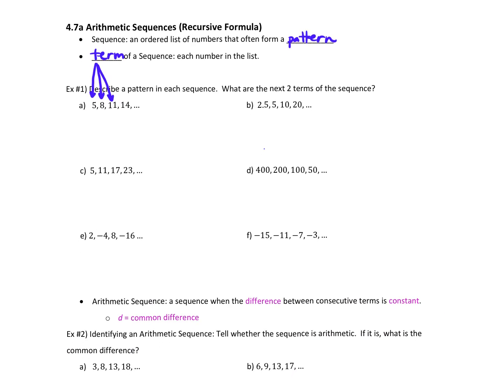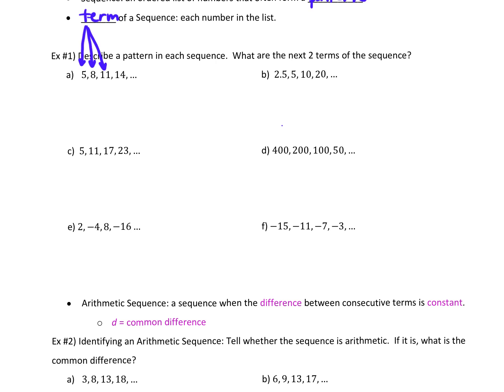So the first thing we're going to do is we're just going to look at these patterns. It says describe a pattern in each sequence, and then what are the next two terms, okay? Your calculator may come in very handy for you on these if you don't love mental math. If you're good with mental math, then you might not need your calculator very often, but it's nice sometimes just to have it.